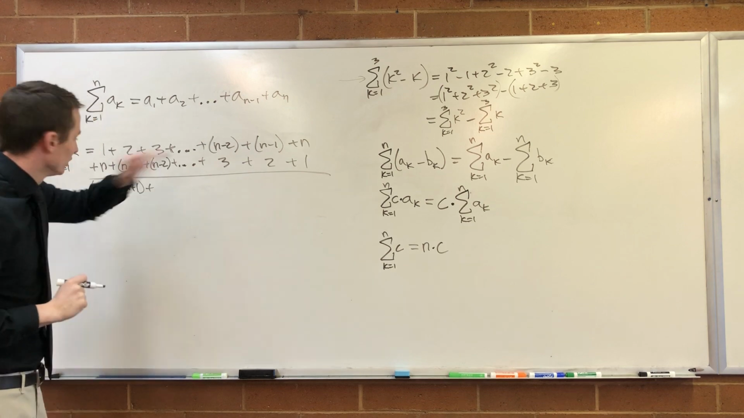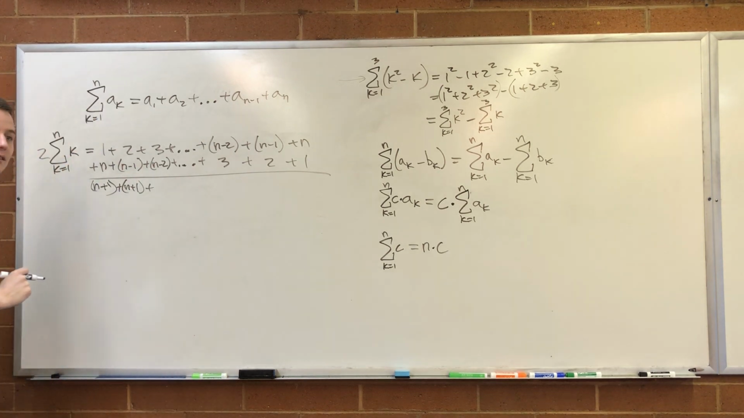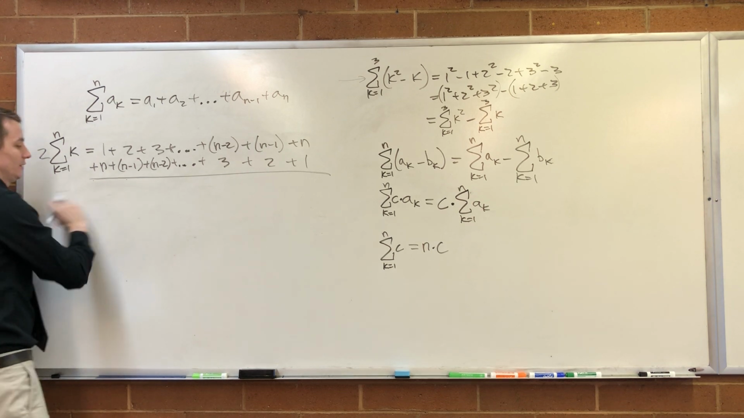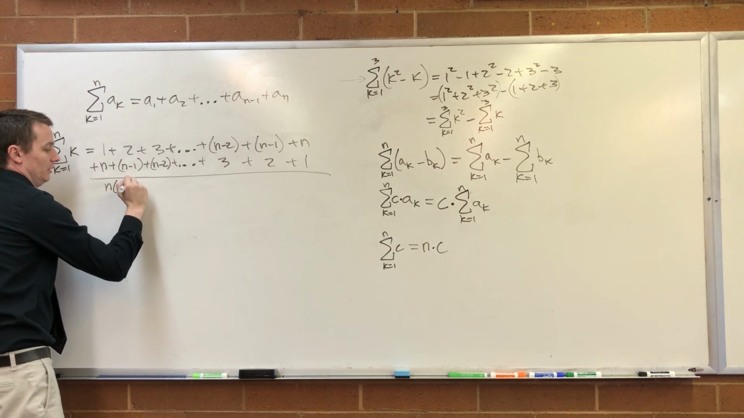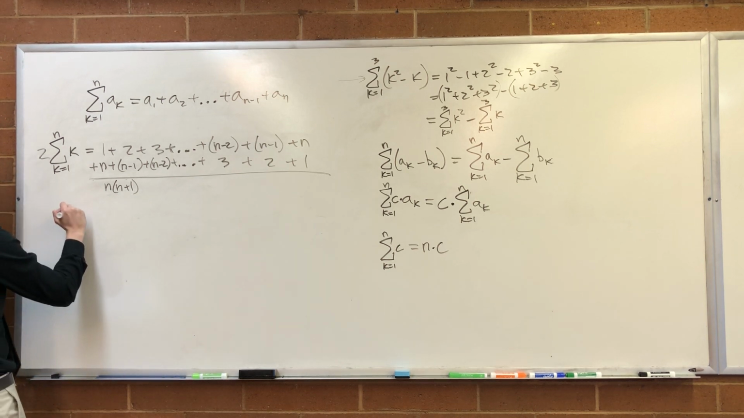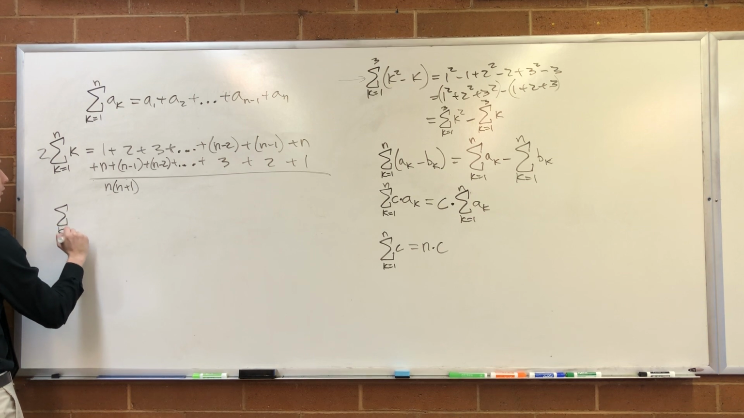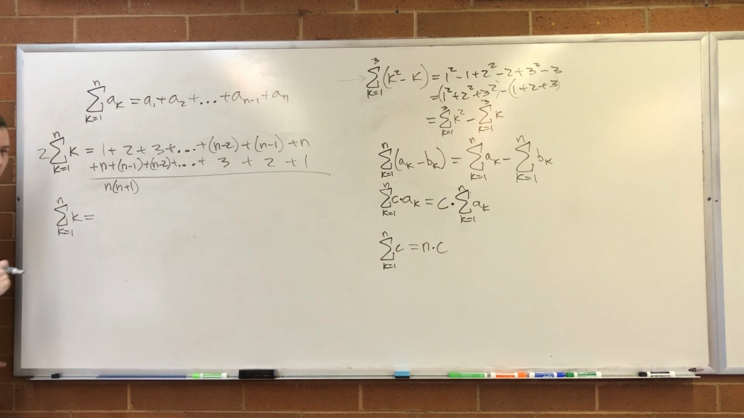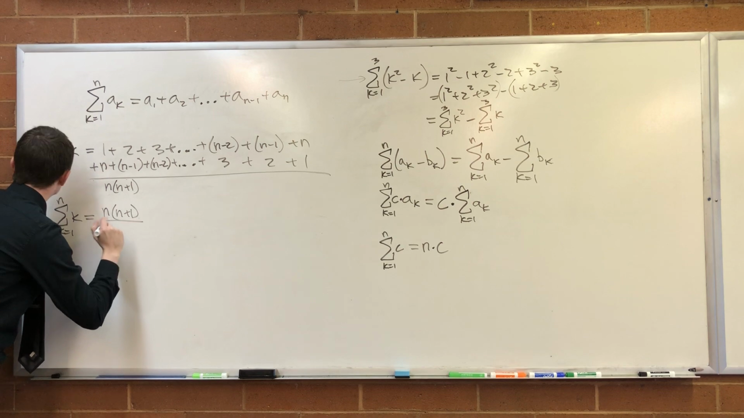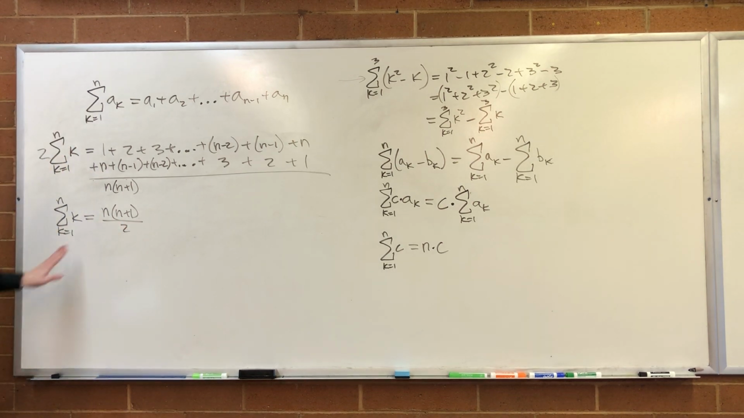So how many n plus 1s am I going to get? n. Same amount of n. So if I add all these things up, I'm going to get n times n plus 1, which is just n squared plus n, but we'll leave it written factored. So 2 of these sums is equal to n times n plus 1. So the sum from k equals 1 to n of k is equal to n times n plus 1 over 2. Perfect. There's our generic formula.